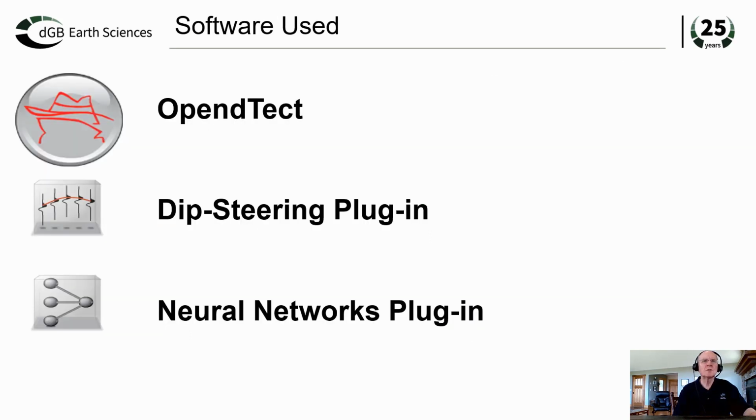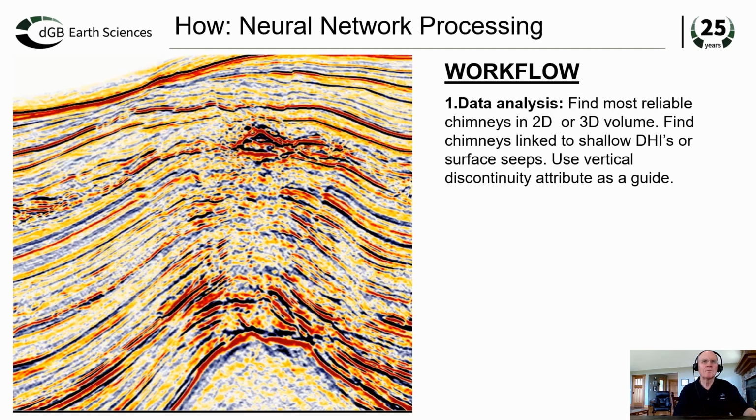The software we use is OpendTect with the dip steering and neural network plugin. The first step in the workflow is to find the most reliable chimneys in the 2D or 3D volume. Often we will look for chimneys which are linked to shallow DHIs or surface seepage, and we can use the vertical discontinuity attribute as a guide.